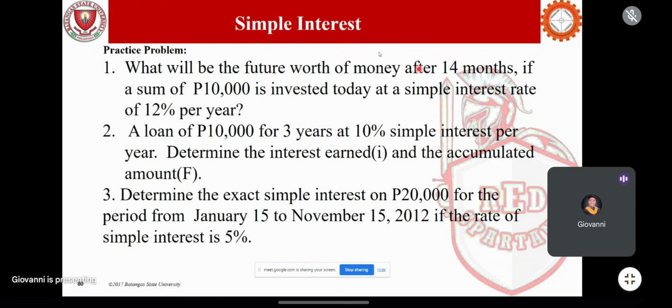Okay, question number 2. A loan of 10,000 pesos for 3 years at 10% simple interest per year. Determine the interest earned, I, and accumulated amount F. So, who wants to try? Number 2. Anyone?